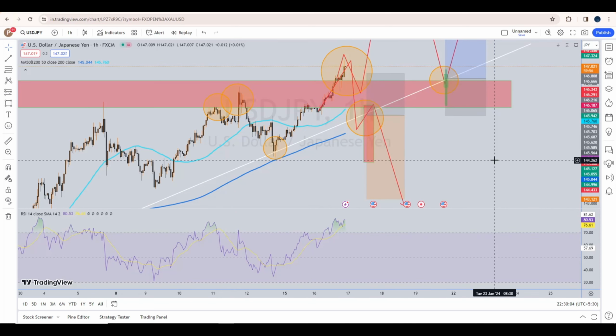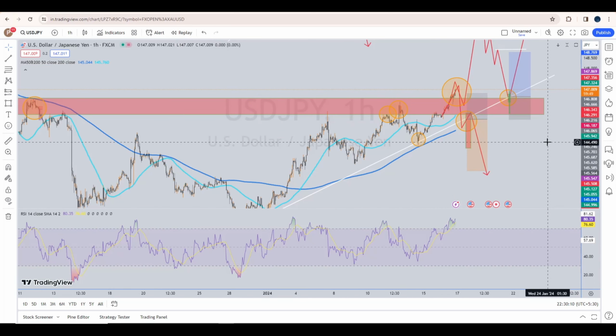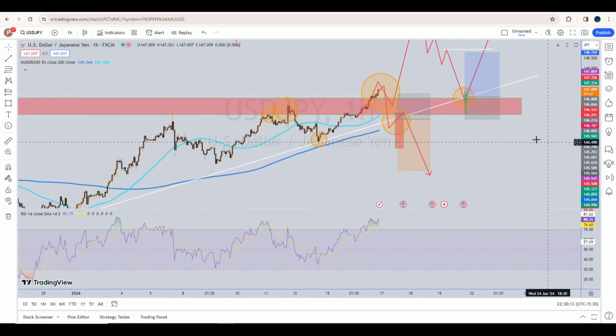So I hope I have made all my points clear to you all in the live example. Okay, so like this way you can trade in real charts. If you have any doubts, you can always drop them in the comment section or message us on Instagram or WhatsApp. We will clear your doubts. Okay, so let's move on to our next topic.